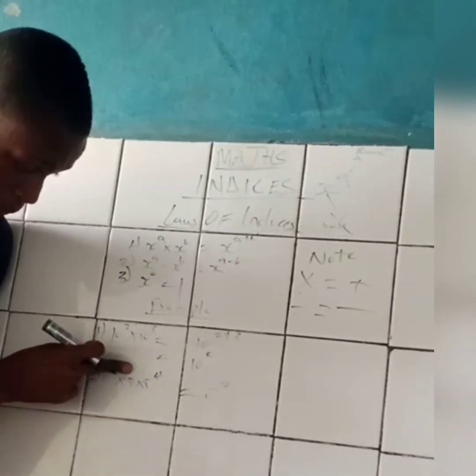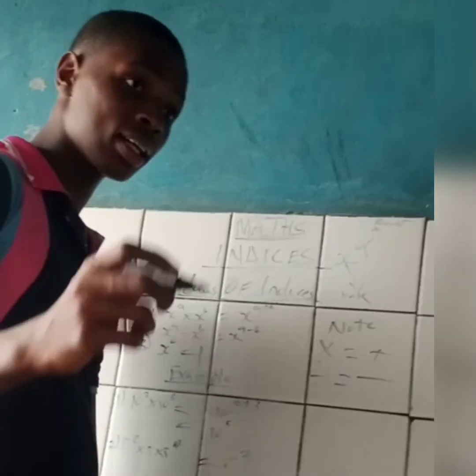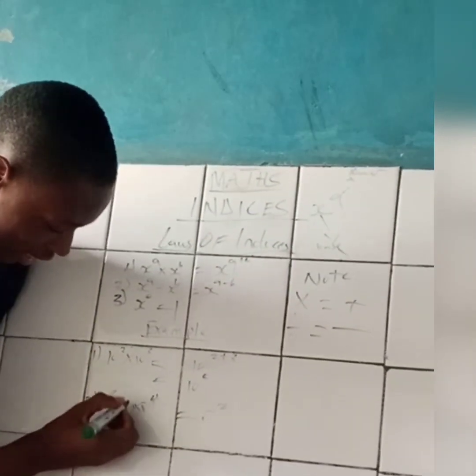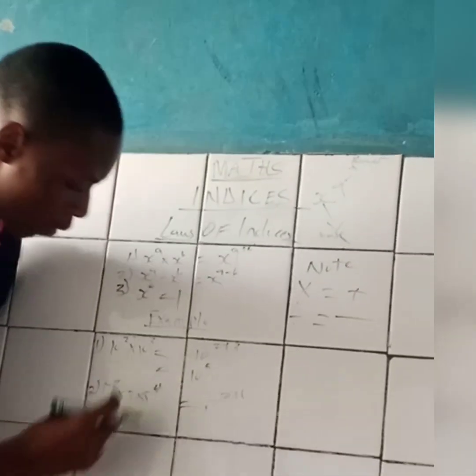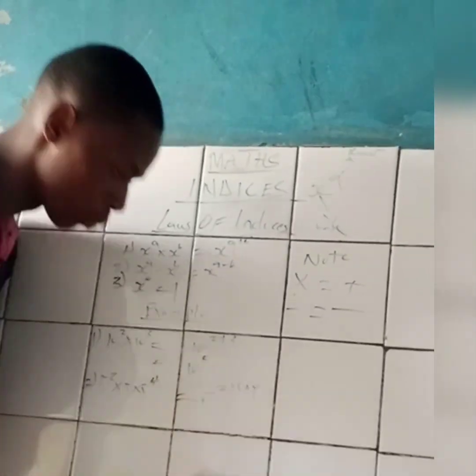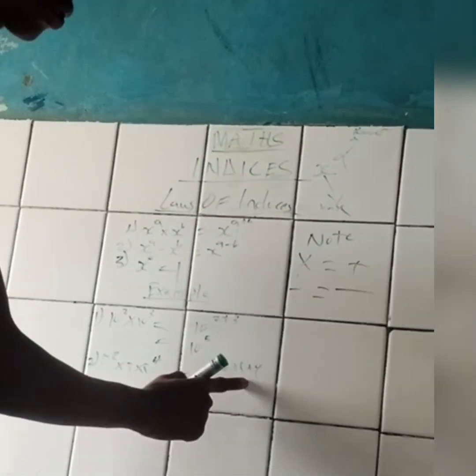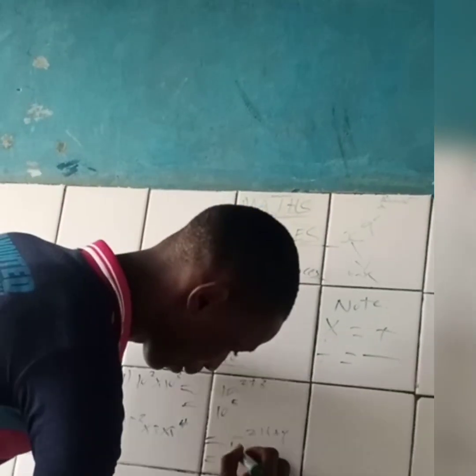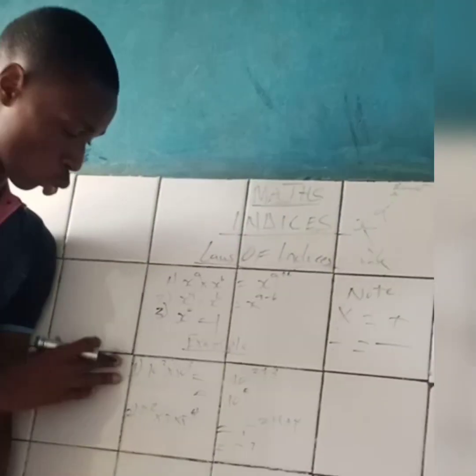So our answer is r raised to power 2 plus 1 plus 4. In our r there, whenever a variable is standing on its own, there's always a power which is 1. So r raised to power 2 plus 1 plus 4, that is r raised to power 7.